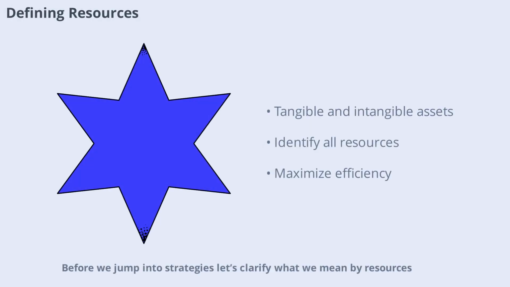Before we jump into strategies, let's clarify what we mean by resources. Resources are assets that help you achieve your goals. They can be tangible, like money, equipment, or people, or intangible, like time, knowledge, or skills. Recognizing all the resources at your disposal is the first step to allocating them wisely. By understanding what you have, you can avoid waste and maximize efficiency. Now, let's look at how to identify and categorize your resources for better planning.